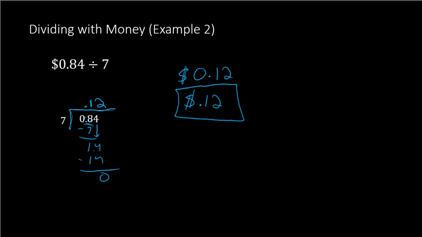Which makes sense, right? If you had 84 cents divided by 7, 84 divided by 7 is 12. So 84 cents divided by 7 should give you 12 cents. And that is your solution. It's going to be 12 cents.